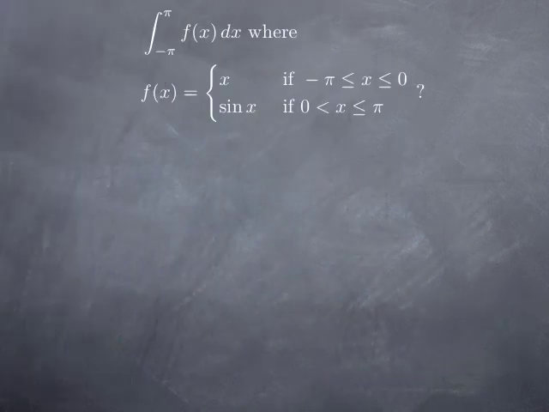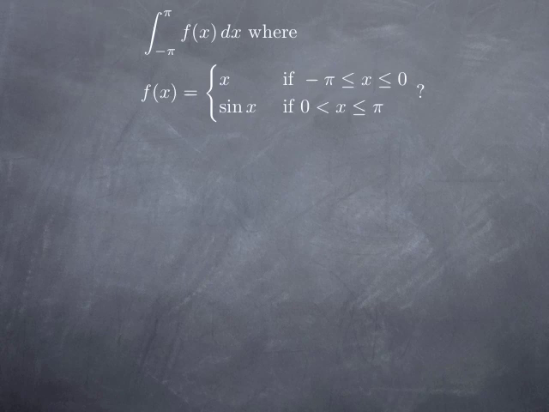A slightly different kind of example. We're looking for the integral from negative pi to pi of the function f that is defined piecewise by x if x is between negative pi and 0, and by sine x if x is greater than 0 and less than or equal to pi.